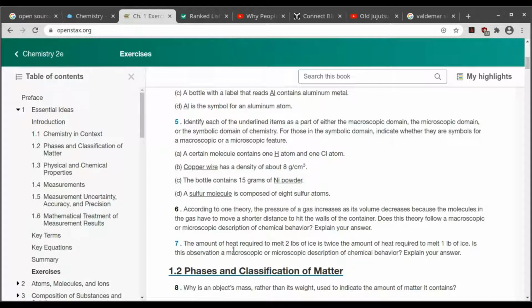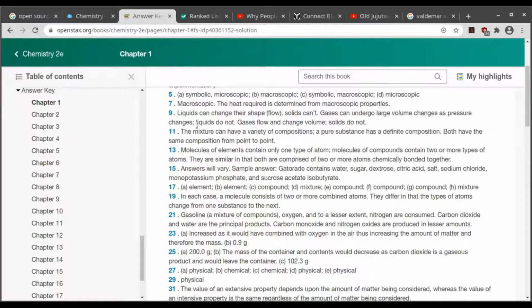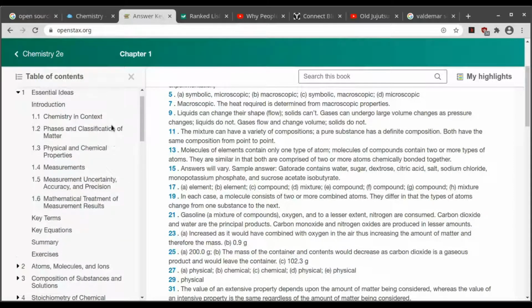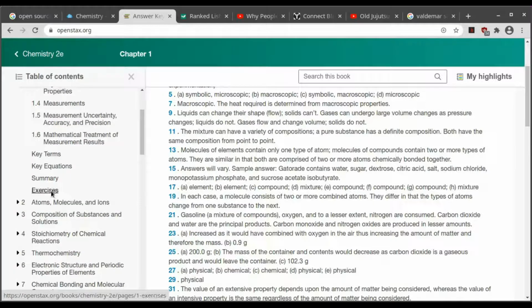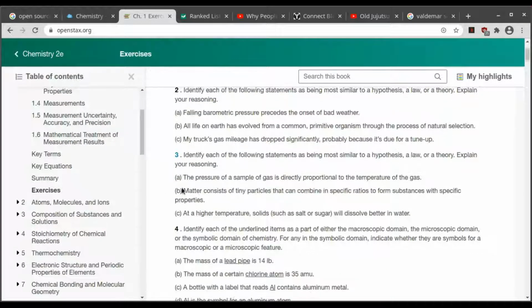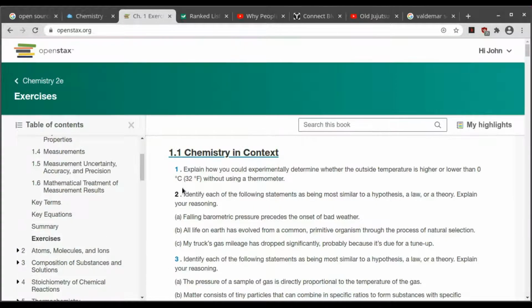All right. So that is everything from section 1.1. If you do this for every section and then come back and review your notes, and then go over all the exercises, you should be able to get a good grade on a test based on this book.